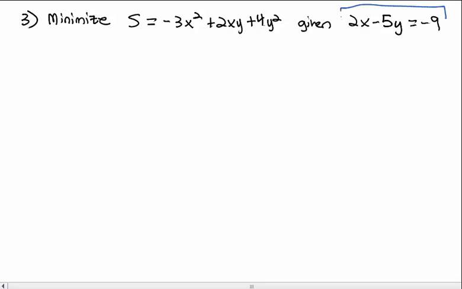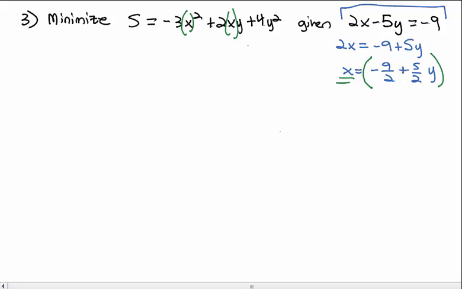We've got this constraint. We need to solve for one of the variables. Let's just go ahead and solve for x. 2x equals negative 9 plus 5y. Divide both sides by 2, and x equals negative 9 halves plus 5 halves y. So now we take this chunk and plug it in for our x. Why did we solve for x? Because I'd rather divide by 2 than divide by 5. No real reason. Both methods would give you the same answer.